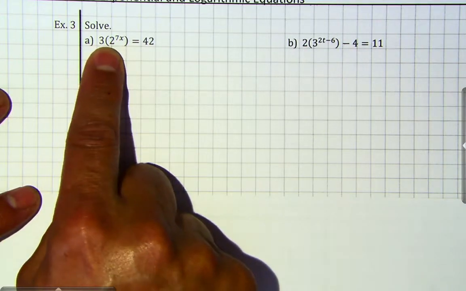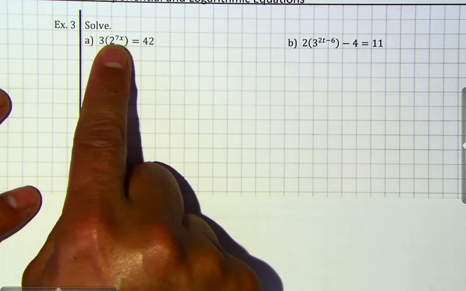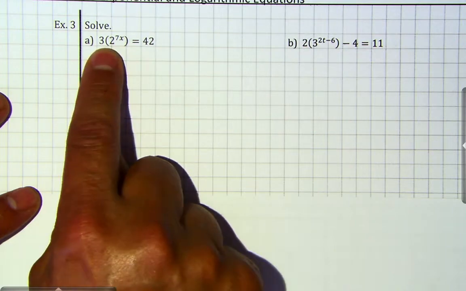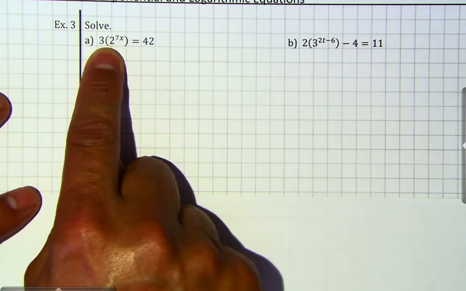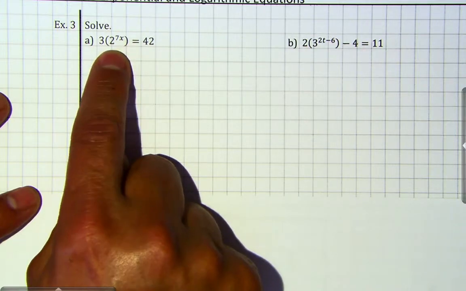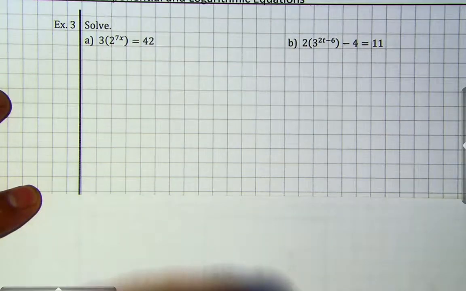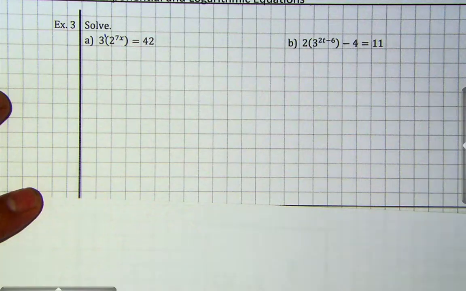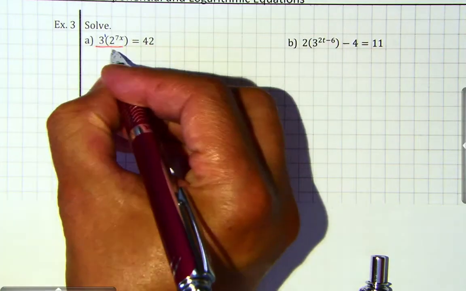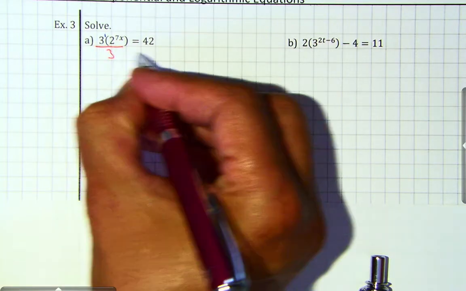a base of 2, and the x is the exponent. So in this case, we are very tempted to multiply the 3 times the 2. But because the 7x only belongs to the 2, the exponent belongs only to 2, and the exponent for the 3 is a 1, we cannot multiply those two numbers. So what should I do first? Correct. I should divide by 3 on both sides. So it's multiplying, we are going to divide.